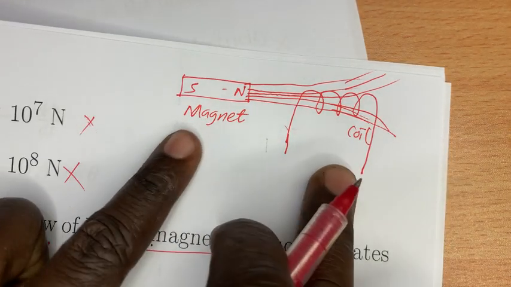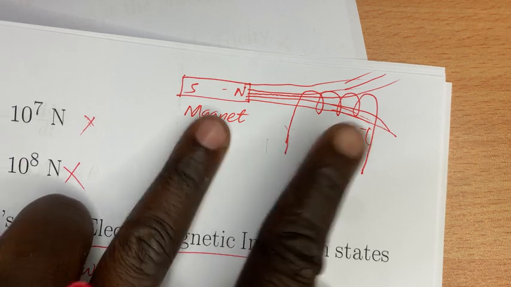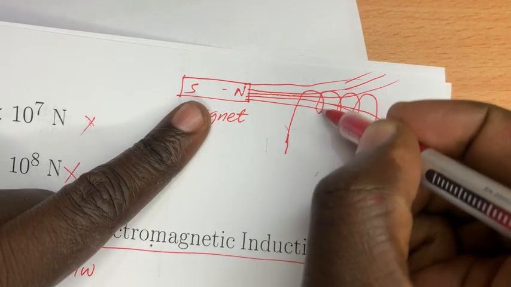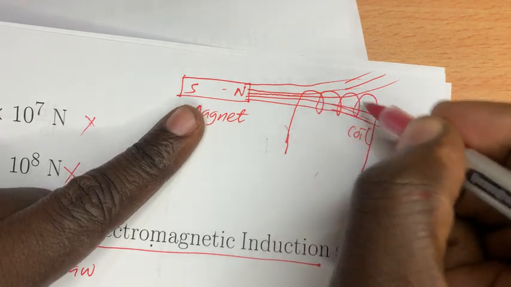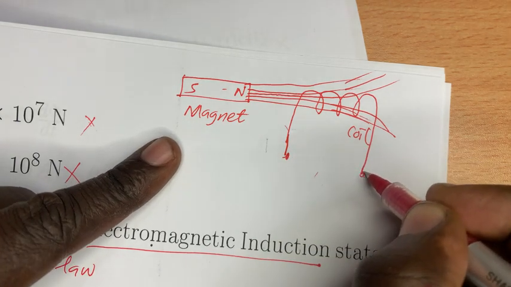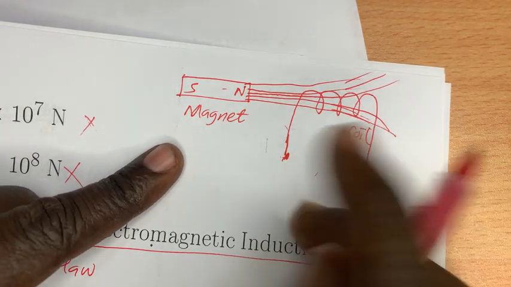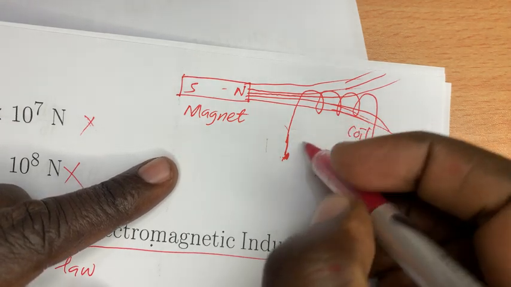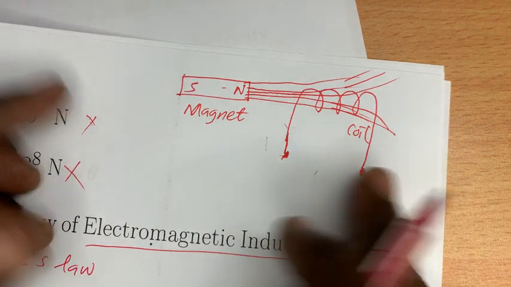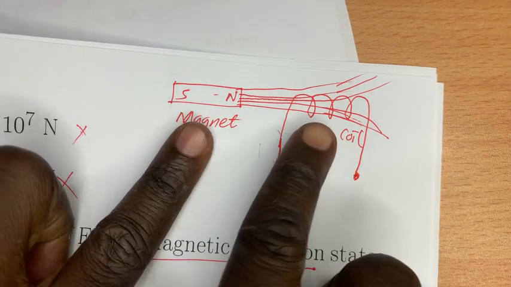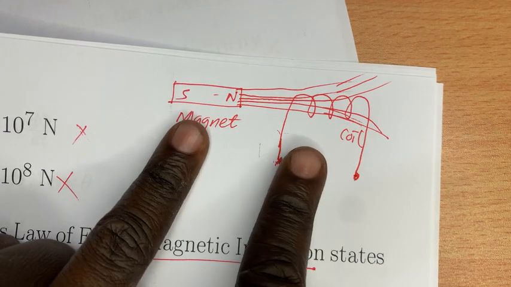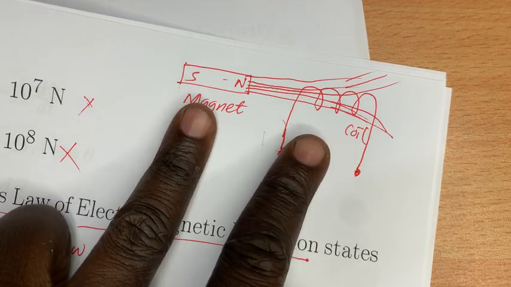Michael Faraday says if there is a relative motion between these two, then current will be induced here. There will be current induced, and there will be a potential difference, an induced EMF, between the two ends of the wire, which creates induced current flowing through the coil, generating electricity. But the condition is that there must be a relative motion between the two. How do I have a relative motion here?